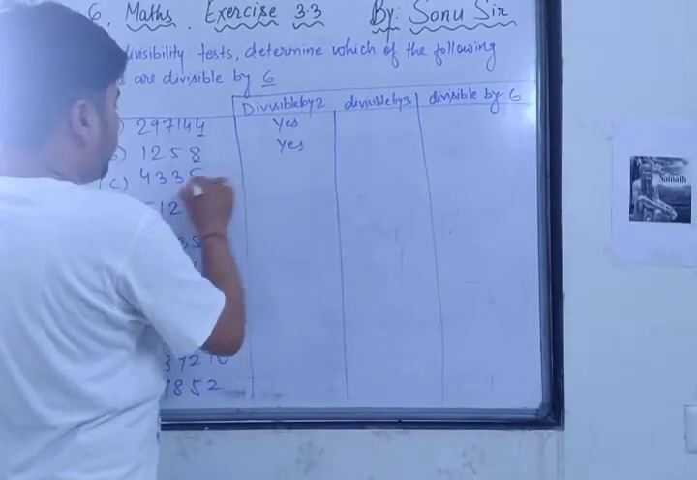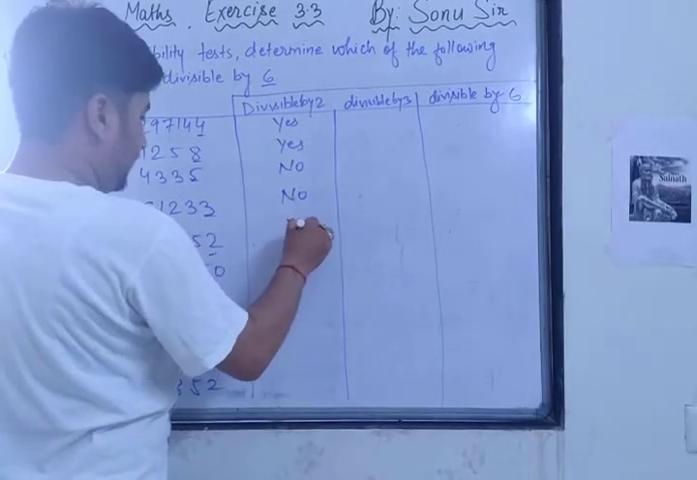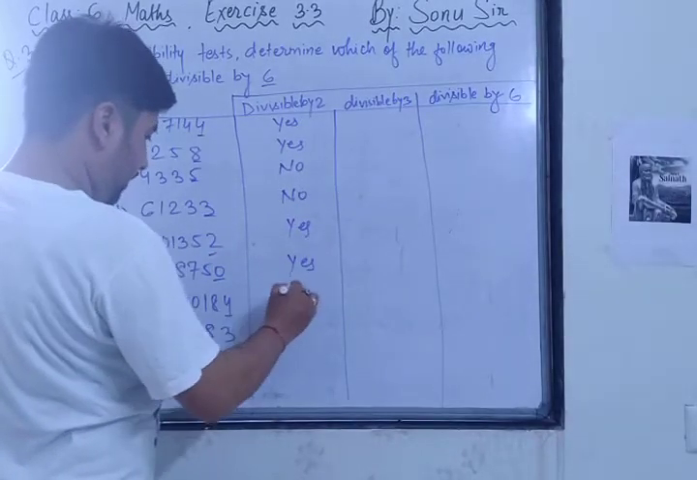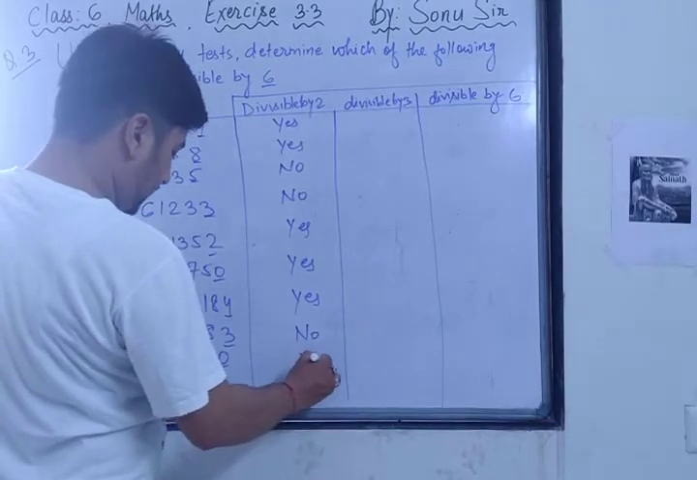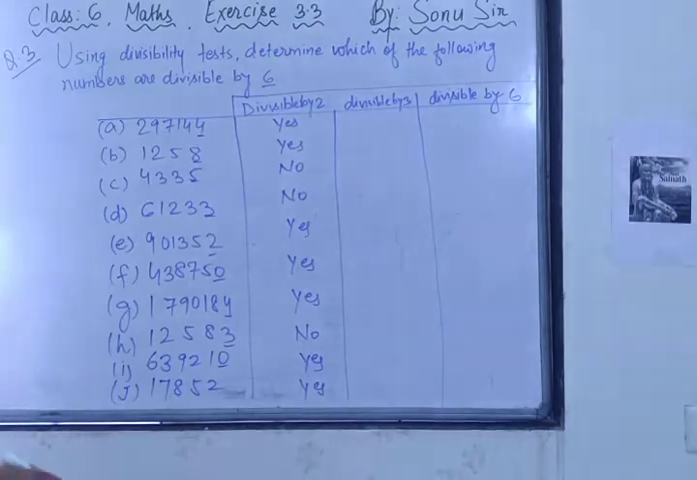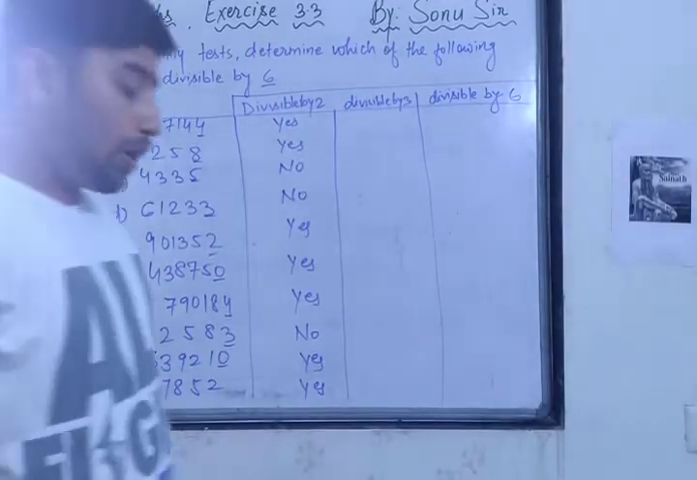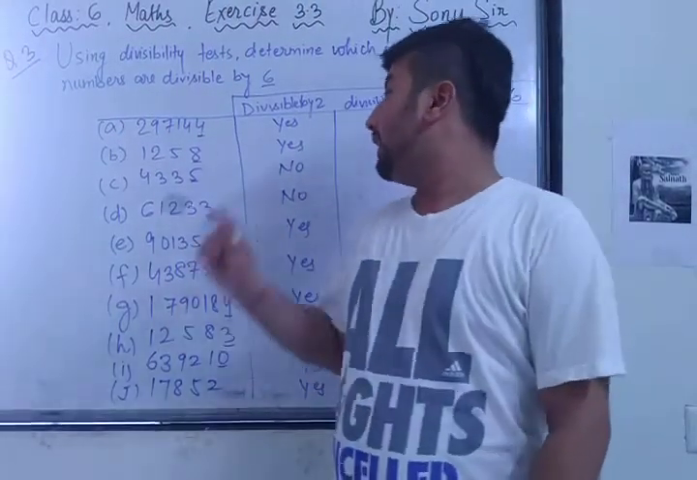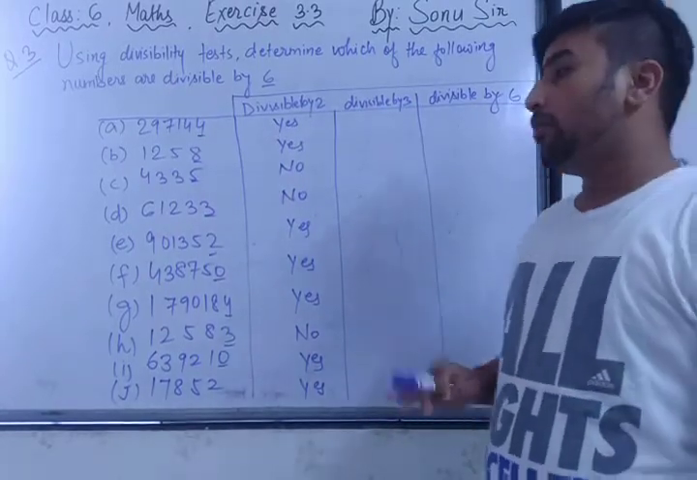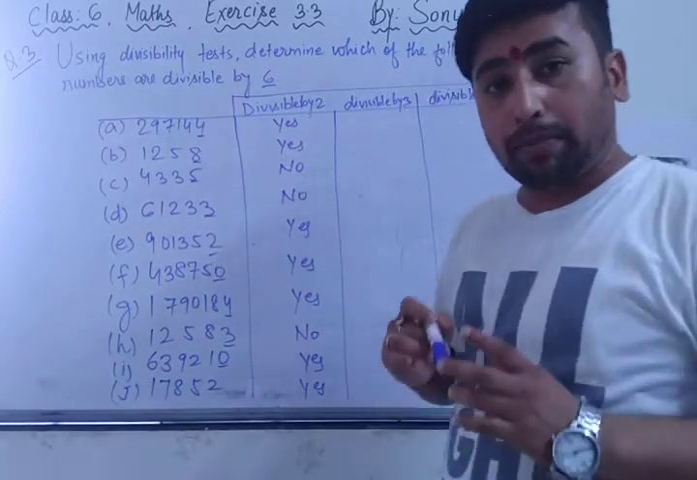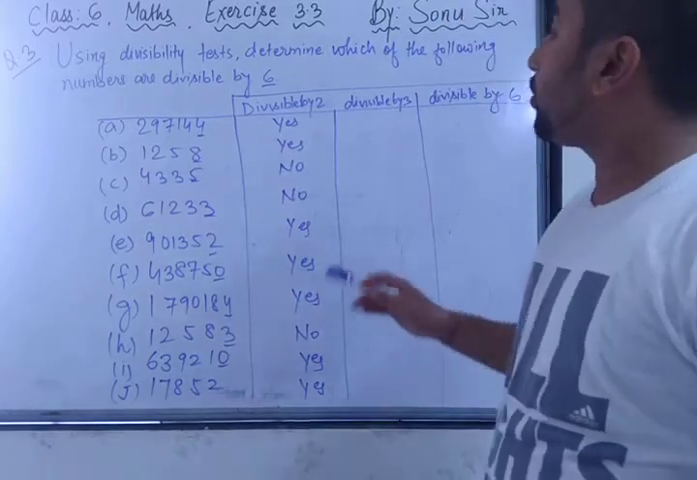8, yes. 5, no. 3, no. 2, yes. 0, yes. 4, yes. 3, no. 0, yes. And 2, yes. So you have seen that 3 numbers are not going to be divisible by 6. Why? Because a number which is not divisible by 2 will not be divisible by 6 either. The divisibility rule of 6 is that a number must be divisible by 2 and also by 3.